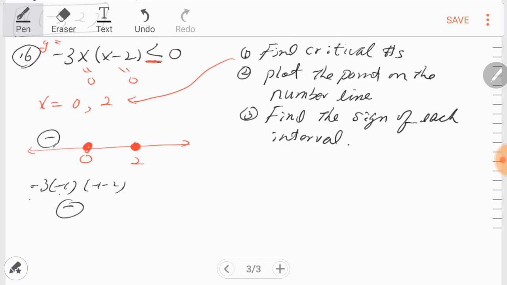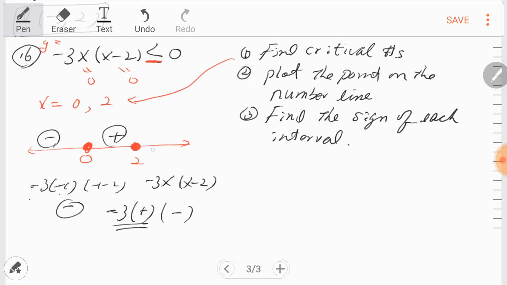How about the second interval? So let's say x equals 1. 1 is positive, right? So negative 3 times positive times what? Okay, let me write the expression. So x is positive 1, so this is negative. 1 minus 2 is negative. So the result is what? Negative times negative is positive. So this interval has positive y values.